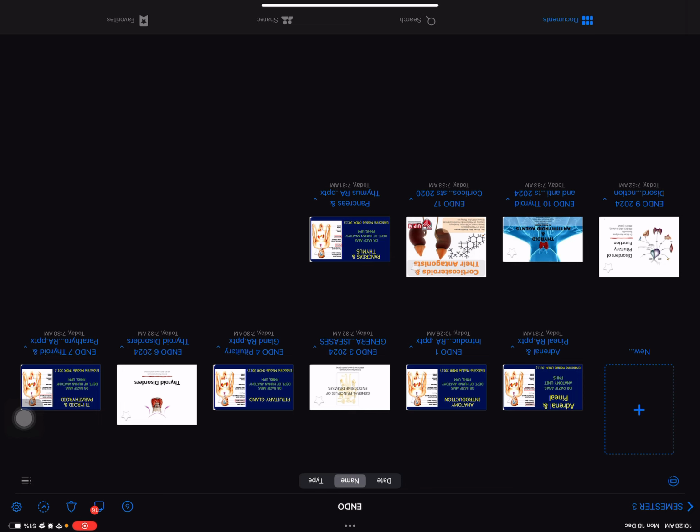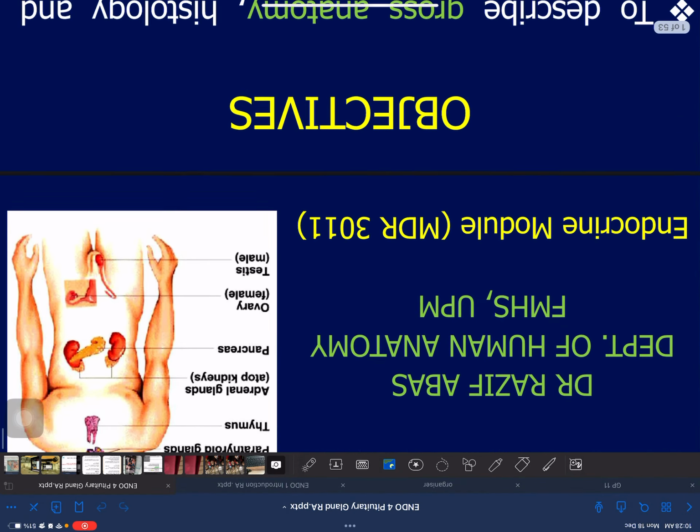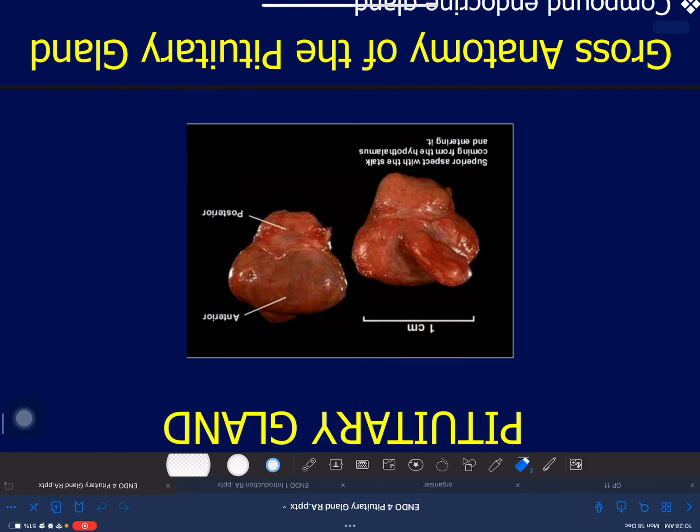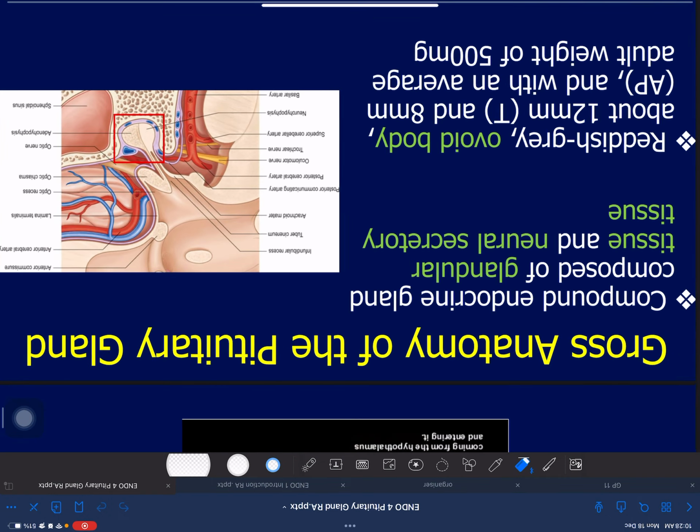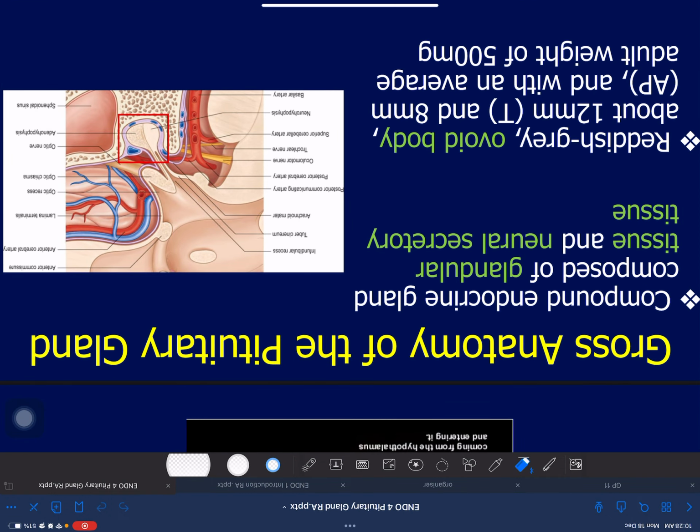Okay, this is the superior aspect, and the stalk coming from the hypothalamus. This is the anterior pituitary and also the posterior pituitary from the superior view. This is the pituitary gland. Neurohypophysis is posterior, adenohypophysis is anterior. So this anterior kat sini, and this is the posterior part.